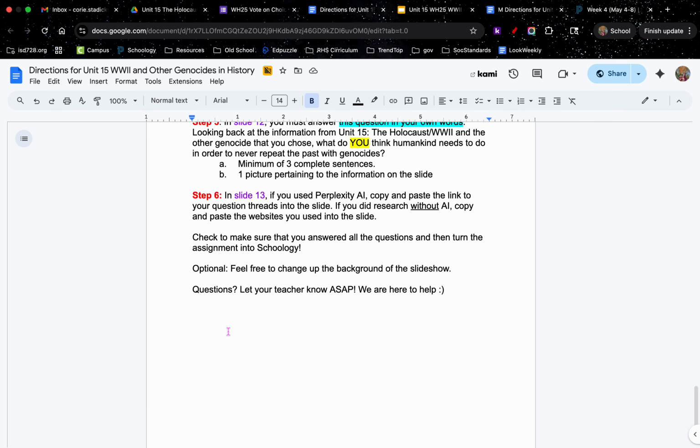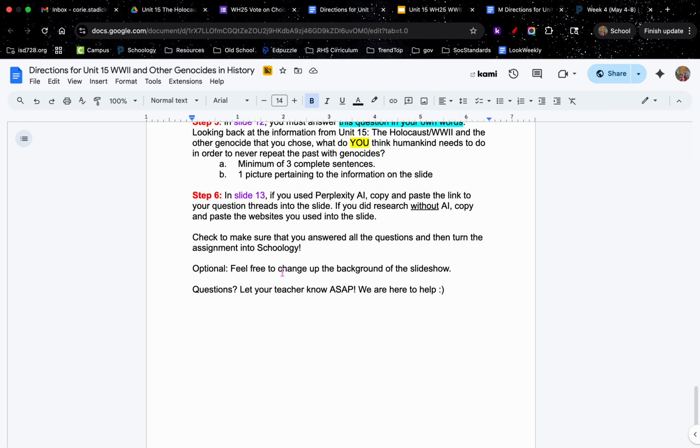And then in slide 13, if you use Perplexity AI, you're going to copy and paste the link to your question threads into that slide. If you did your research without AI, you're going to copy and paste the websites you used into the slide. But make sure you do that or else you get points deducted. So it's important to do that. I need to know your sources. Then check to make sure that you answered all the questions and then turn the assignment into Schoology.